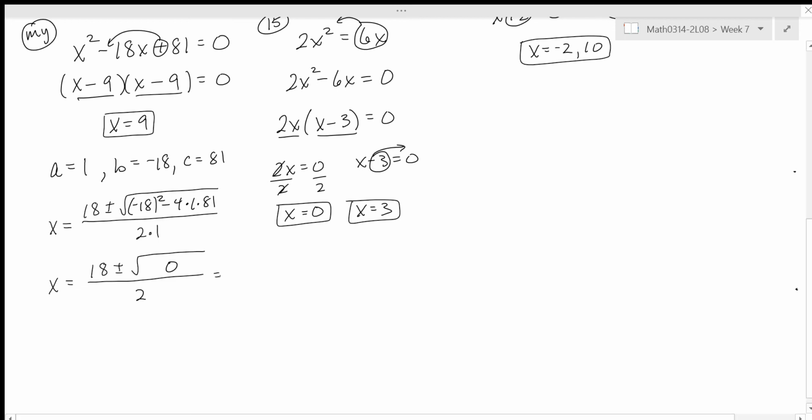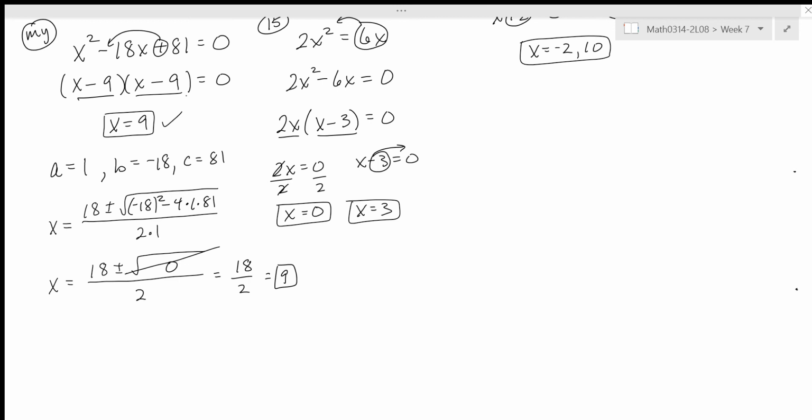Now, what is the square root of 0? What? 0. Okay, so look at this. This piece basically goes away. And the only thing that I'm left with is 18 over 2, which is 9, which verifies the answer we got. If the stuff under the square root becomes 0, then that whole thing disappears and you're just left with the 18. 18 over 2 is 9.